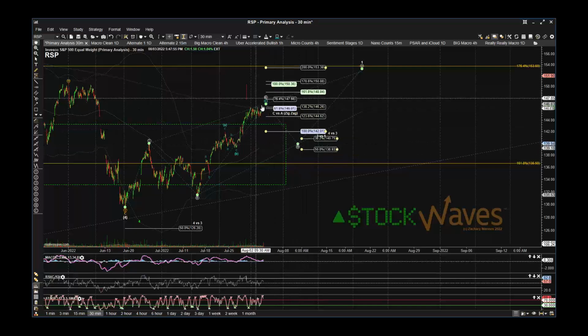So looking for a similar fourth wave that should be an ABC consolidation, and then that ABC up for the fifth. All right, that covers us on equities. Let's jump over and take a look at oil.